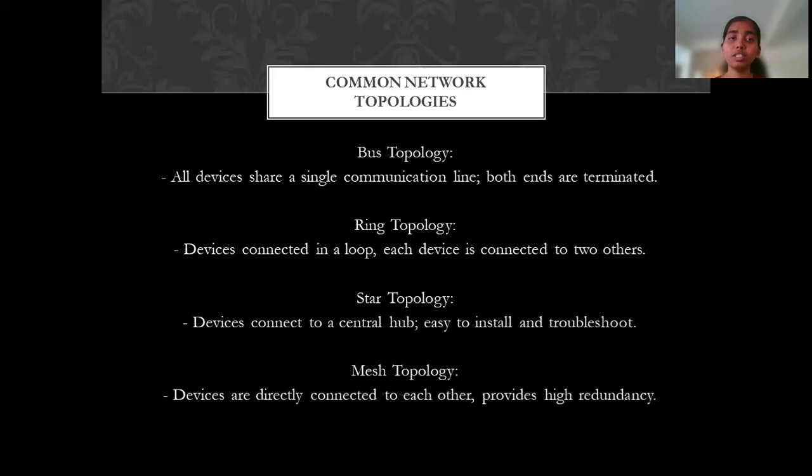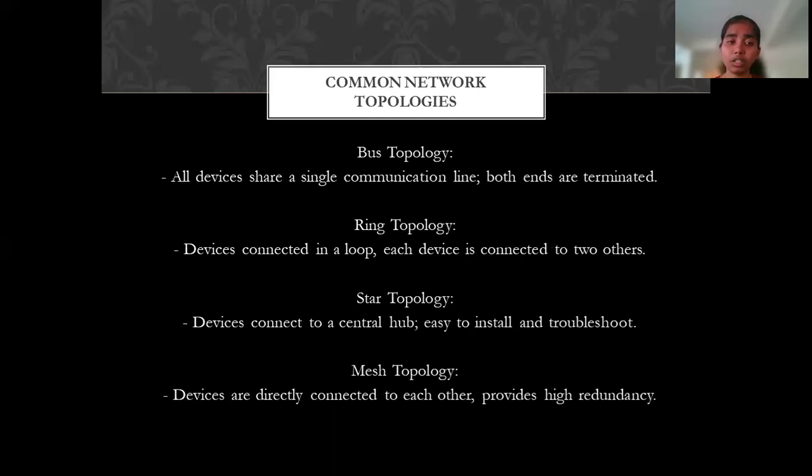Now, next mentioned is common network topologies. So what are the common network topologies? Some of them include bus topology, ring topology, star topology, and mesh topology. First up is our bus topology. All the devices share a single communication line, and both ends are terminated. This is for bus topology.